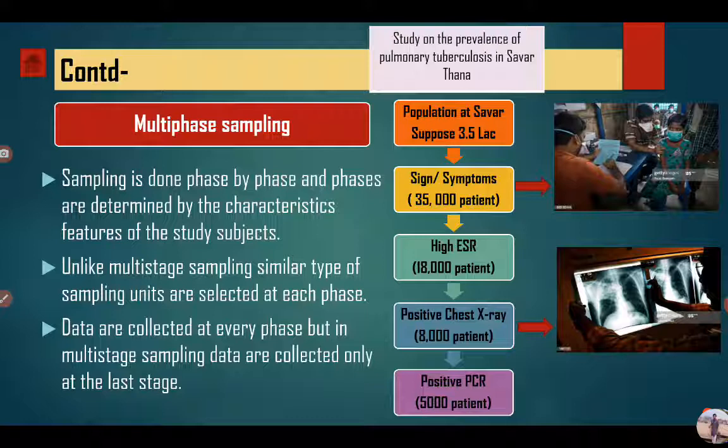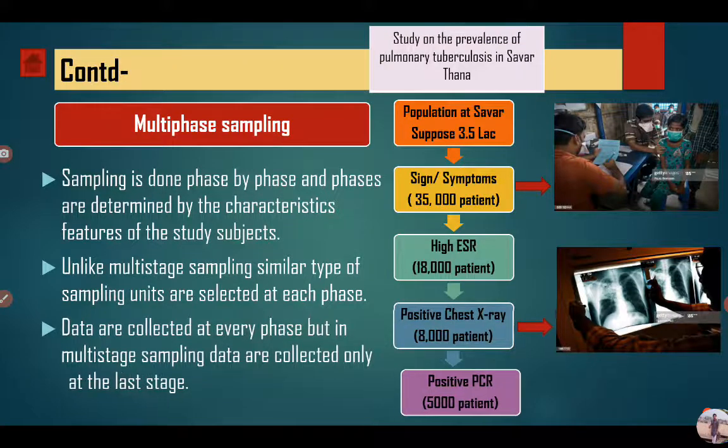The important point in the multiphase sampling technique is that in each phase data collection takes place, which differs from the multi-stage sampling technique, where data collection takes place only in the last stage. Another important thing is that in each and every phase the same sampling unit is used, but in multi-stage sampling, different sampling units enter at different stages.